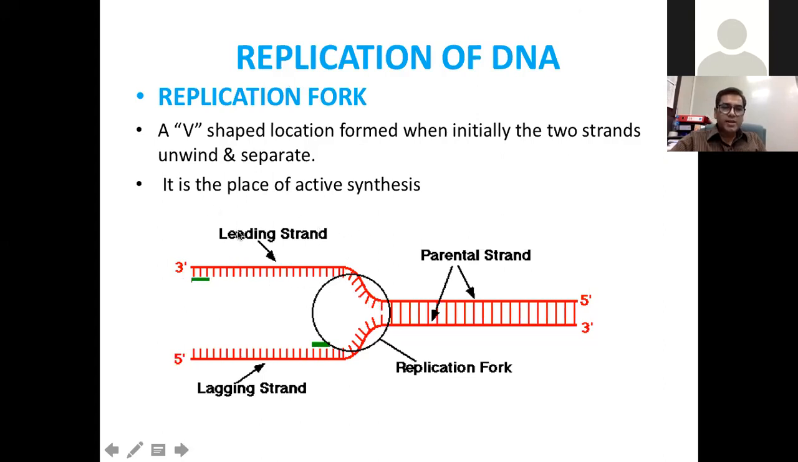a leading strand. The strand which is being synthesized away from the replication fork, opposite to the direction of the replication fork, we call a lagging strand. So this is the difference between leading and lagging. The leading strand is synthesized towards the replication fork, and the lagging strand away from the replication fork. There is another difference I will explain in another diagram.